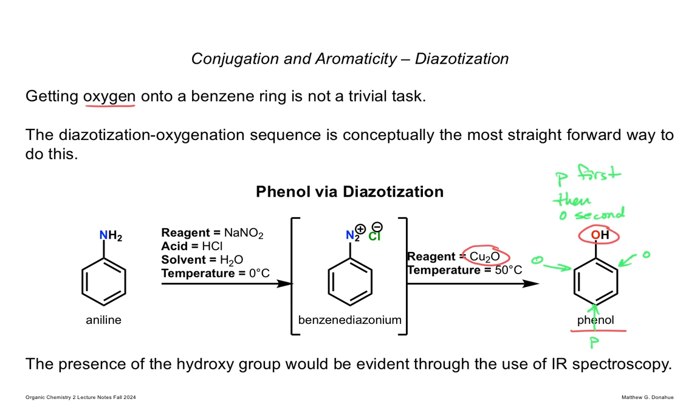And we know that from IR, we can see the presence of the OH stretch, from 3,500 to 3,000, that broad OH stretch. That's how we know we got it onto the ring.